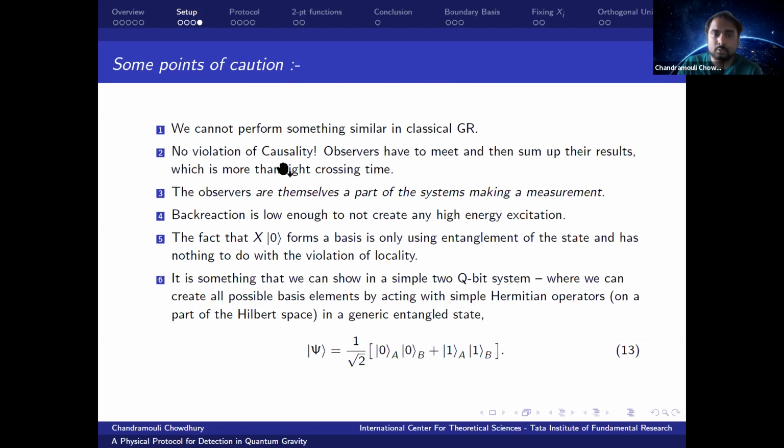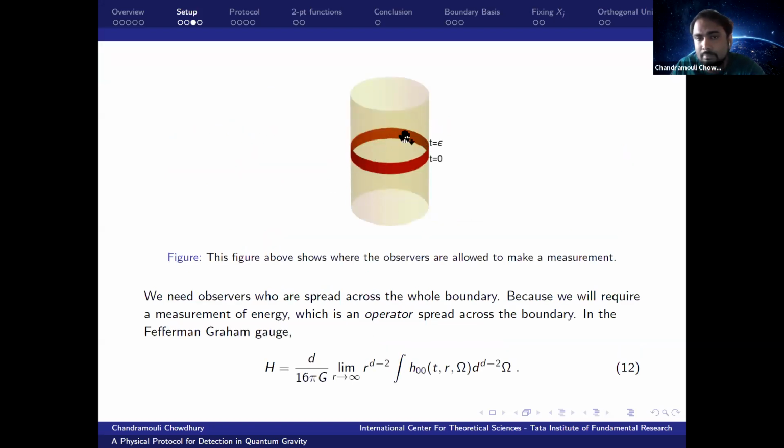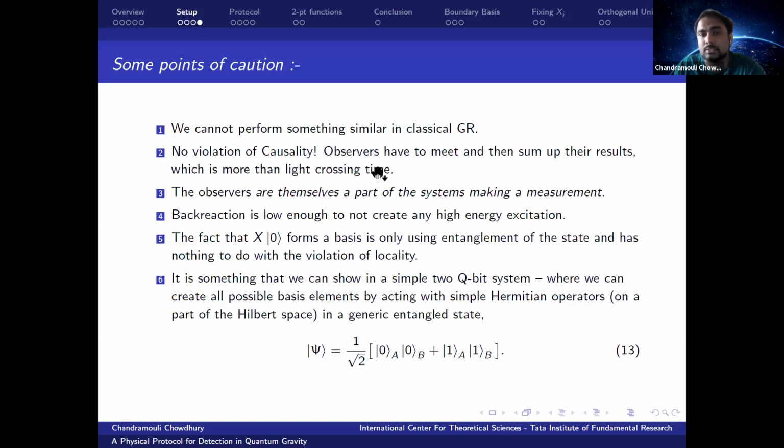And notice that there's really no violation of causality. Just because I'm telling you that all information is present on this particular small time slice does not mean that causality is violated, because observers in the end have to really meet up at a particular point and sum the results. That will obviously take more than the light crossing time, because an observer at the opposite end has to coincide with somebody on the front end. So if the observers have to meet up and discuss the results, it will exceed the light crossing time. But in principle, all information is located on a single time slice.